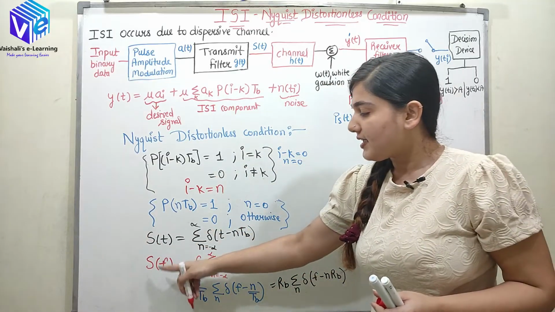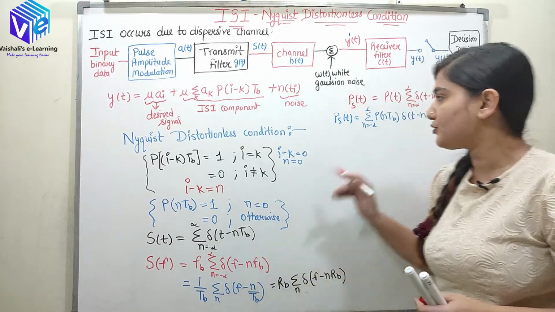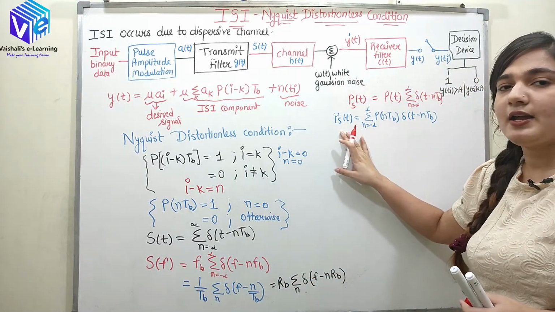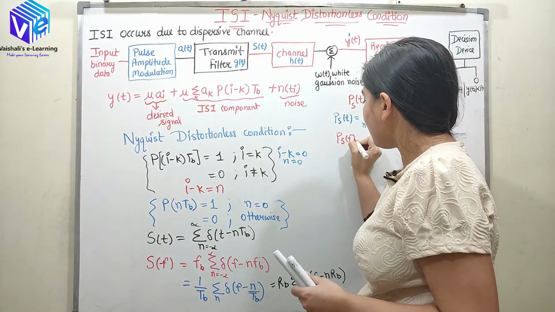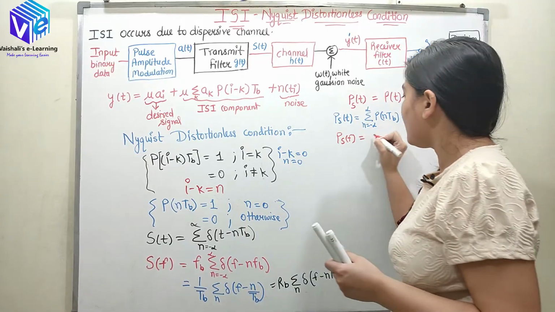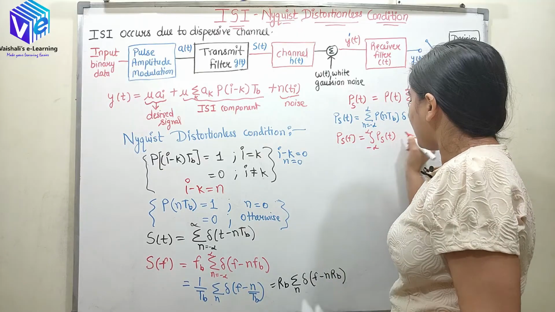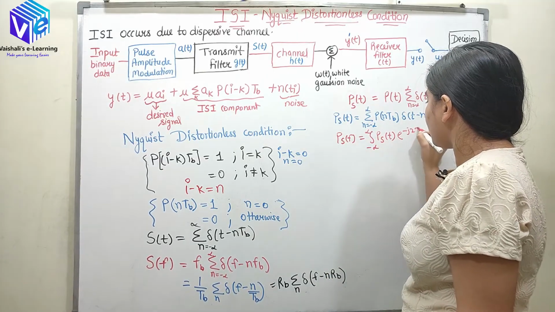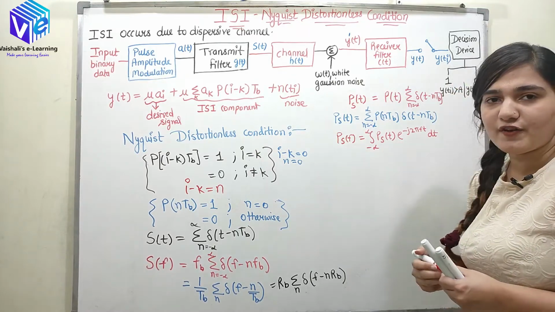I'll be seeing it with respect to this sampled function in the frequency domain. So here I must convert the PS(t) into PS(f). So what is PS(f)? I'll take the Fourier transform of PS(t). So it will be equal to the integral from minus infinity to infinity of PS(t) e raised to power minus j 2 pi f t dt. So this is the equation of the Fourier transform.